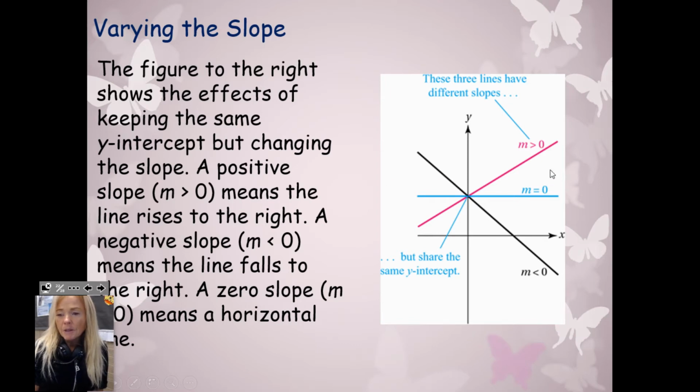All right, a negative slope, which is represented by the black line, as we move left to right, is moving downward. So it's going to be like -1/2 or -1/3, something like that. And that means that it would slope downward as you move from left to right. And then the blue line represents a zero slope, because it doesn't change at all. There's no change in y. It stays constant. And that would be a slope of 0.